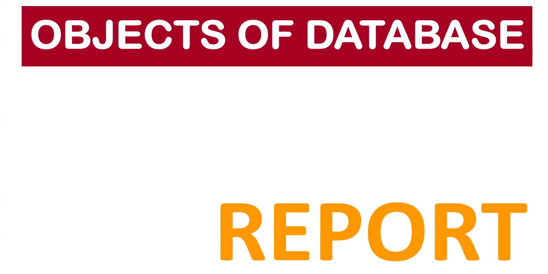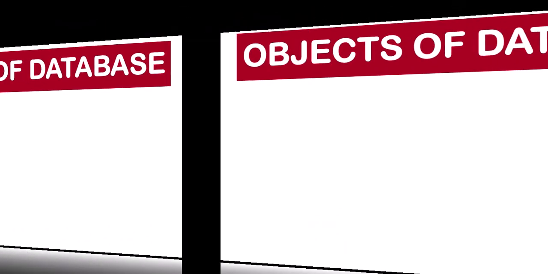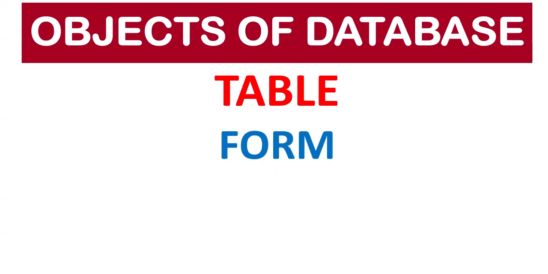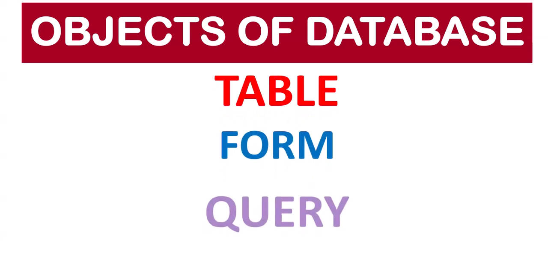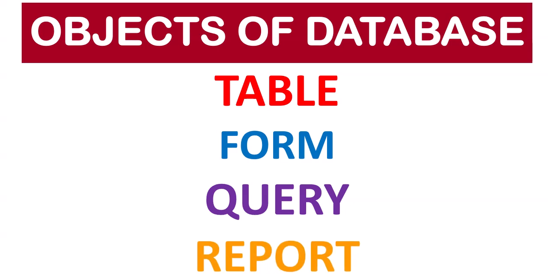Now, having known that these are the 4 objects of a database, let's quickly take a look at it again. Do you know the 4 objects of a database? All right, let's see if you know. Firstly, the first object of a database is the table. Then we moved over to the form. Spoke about the query. And lastly, we said the report.